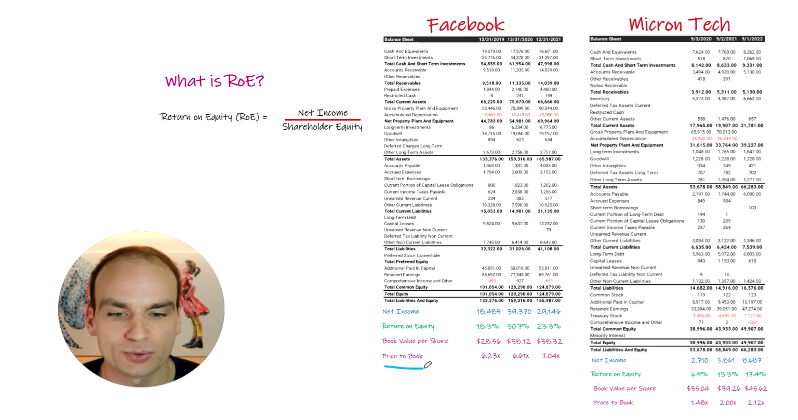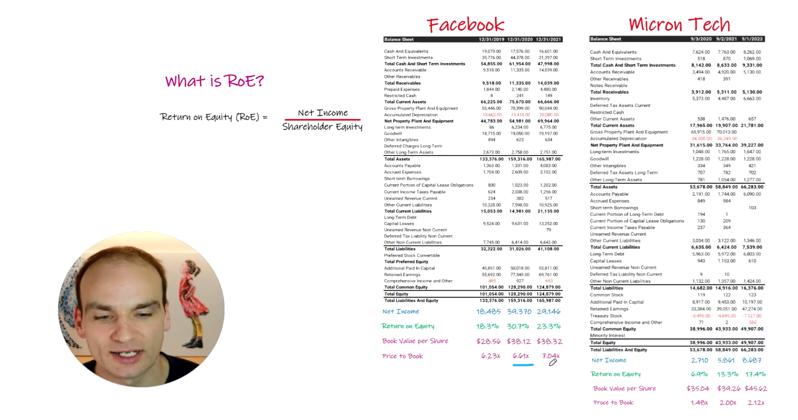And when we look at the price to book value, what is the market being willing to pay for this? Well, it's willing to pay 6.23 times its book value, 6.61 times its book value, and 7.04 times its book value in the years 2019, 2020, and 2021.